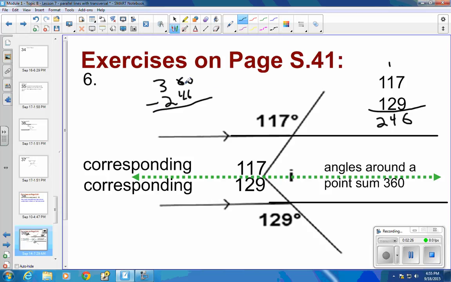So borrow 1 from the 6 and make it into a 5. 10 minus 6 is 4. 5 minus 4 is 1, 3 minus 2 is 1, and I get angle I, the measure of angle I, equal to 114 degrees.